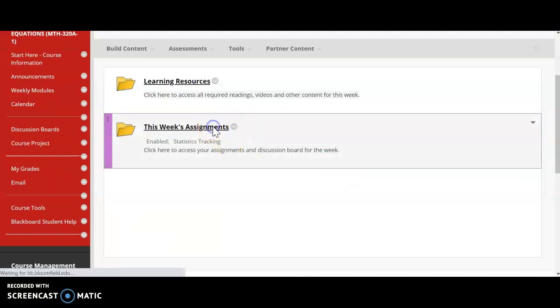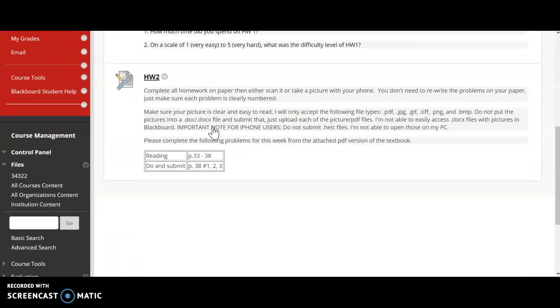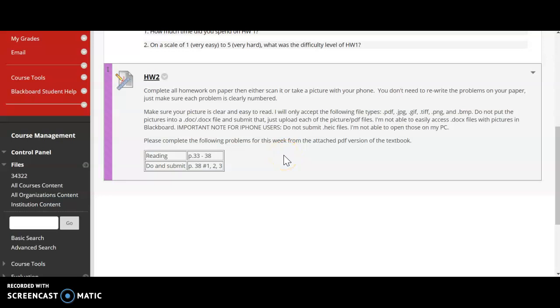For this week's assignment, homework is the reading of the first 3 sections of chapter 1. You're responsible for reading 1.1 through 1.3, that's pages 33 to 38. And students will do problems 1, 2, and 3 on page 38 and submit them.